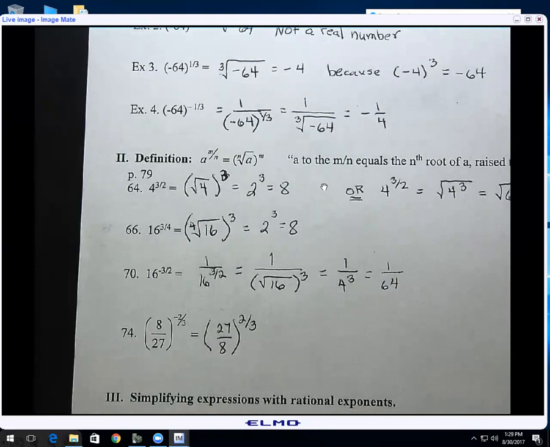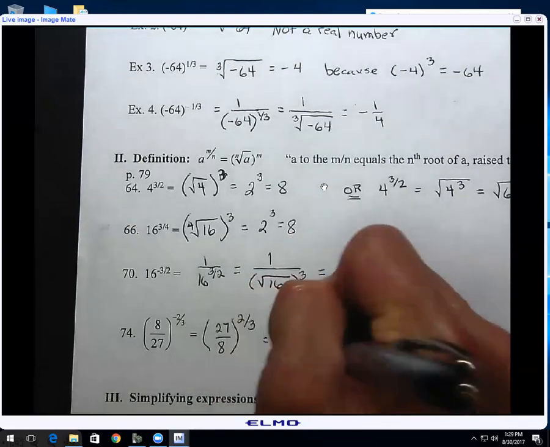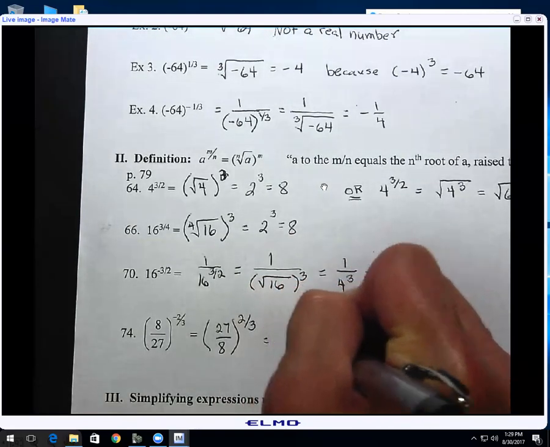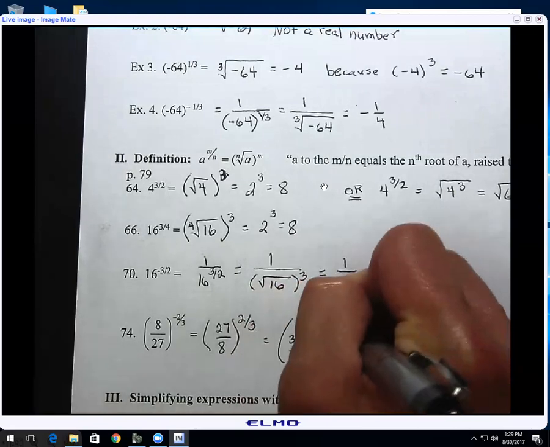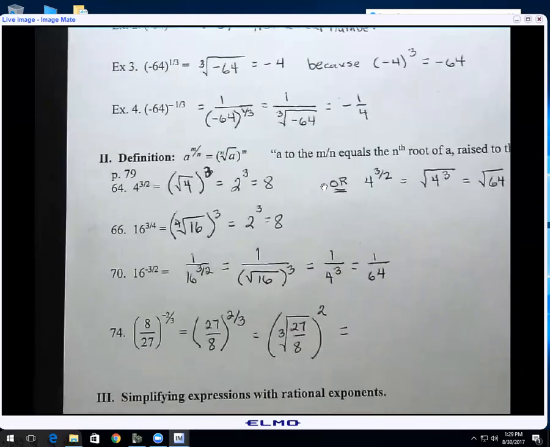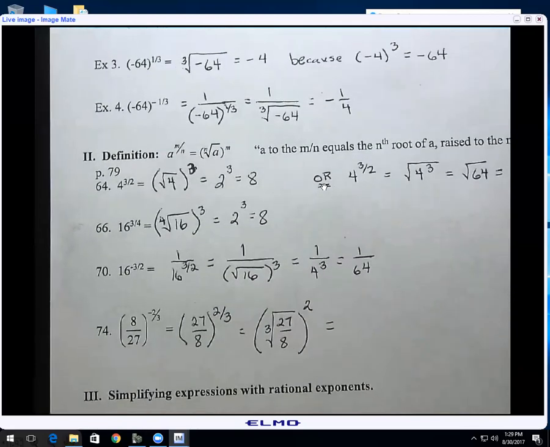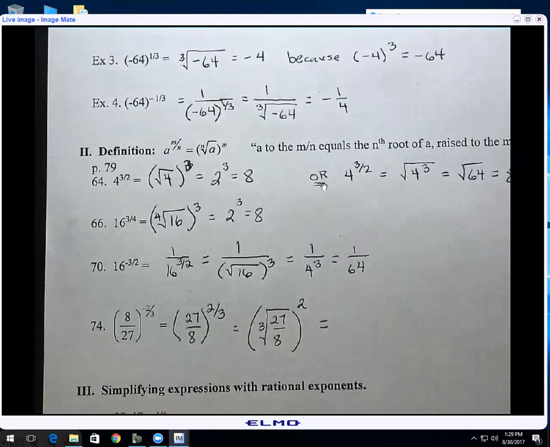What root is being indicated there? Cube root. So I'm going to take the cube root of 27/8, and then I'm going to square it. And I absolutely love that no one has reached for a calculator. You don't have to have a calculator to take the cube root of 27 over 8.